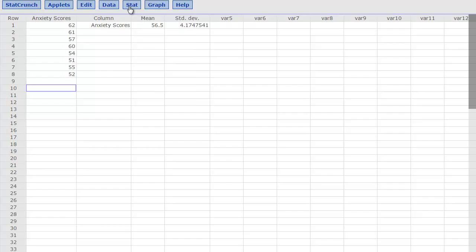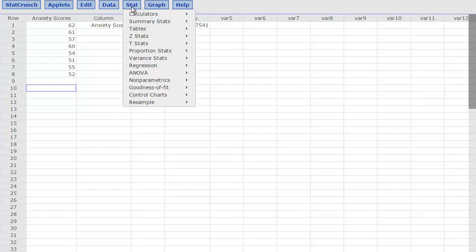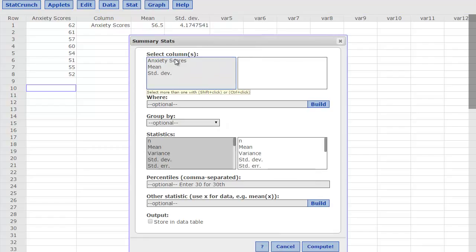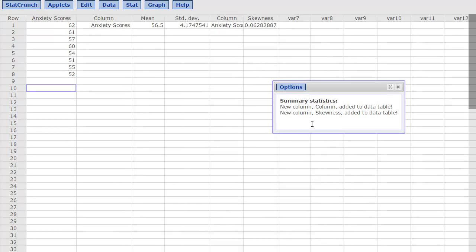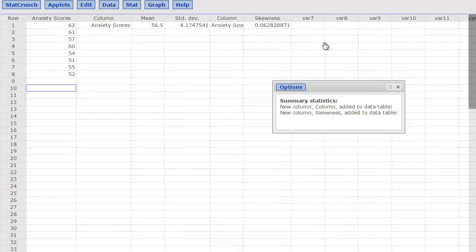And what I need to do is I'm going to click on Stat. I'm going to go down to Summary Stats and Columns, and I'm going to look at my anxiety scores. And what I want to look at here is the skewness. I'm sorry, and I'm going to store that in the data table. So there's the skewness for it.